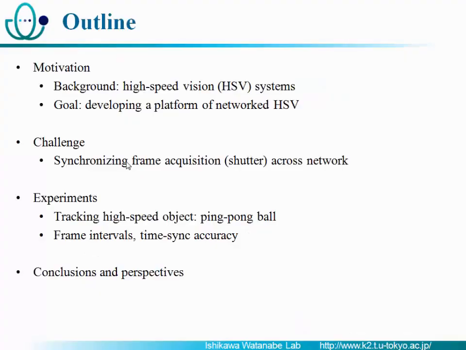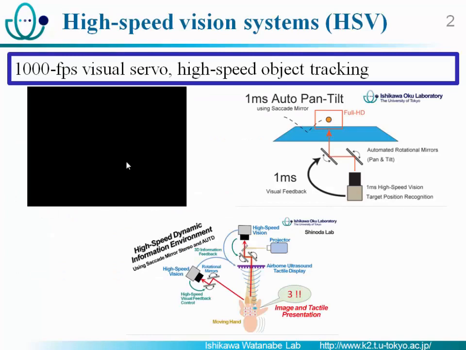This is the outline. First of all, I introduce the motivation of this work. I will introduce some previous works performed by our group, and I will explain what the goal of this work is, and what the major challenge is in this work. Next, I will show the experiments, and finally, I will make a conclusion. At the beginning, I would like to show you some videos of our previous work.